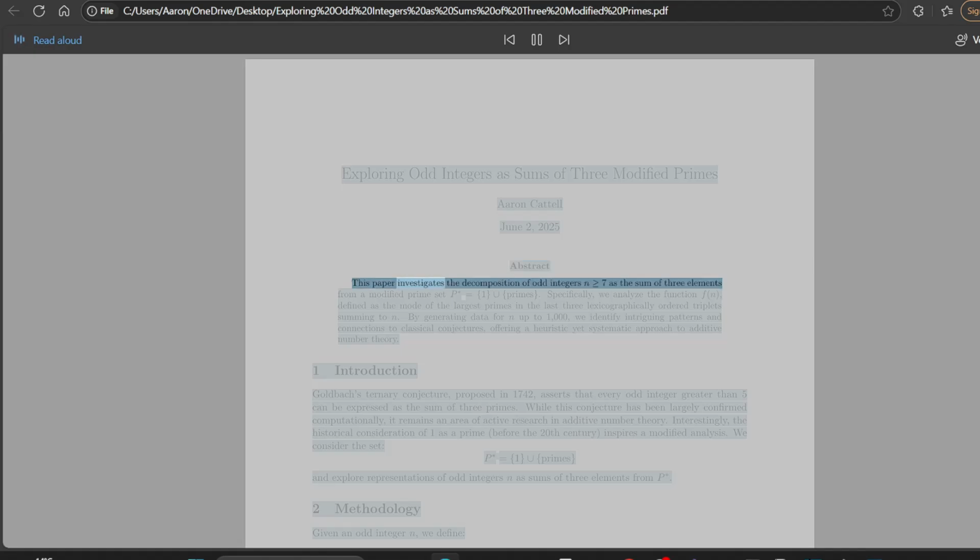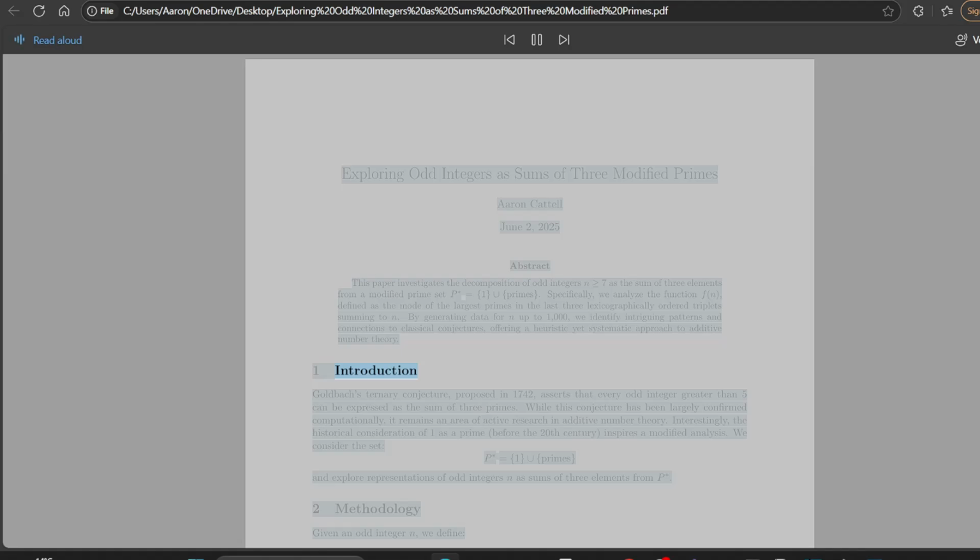This paper investigates the decomposition of odd integers n ≥ 7 as the sum of three elements from a modified prime set P = {1} ∪ primes. Specifically, we analyze the function f(n), defined as the mode of the largest primes in the last three lexicographically ordered triplets summing to n. By generating data for n up to 1000, we identify intriguing patterns and connections to classical conjectures, offering a heuristic yet systematic approach to additive number theory.